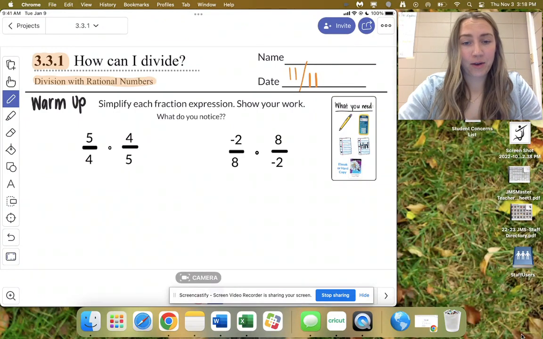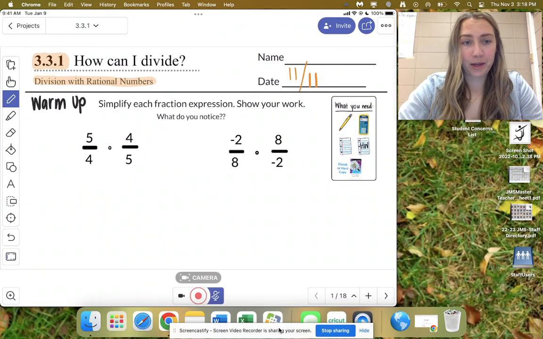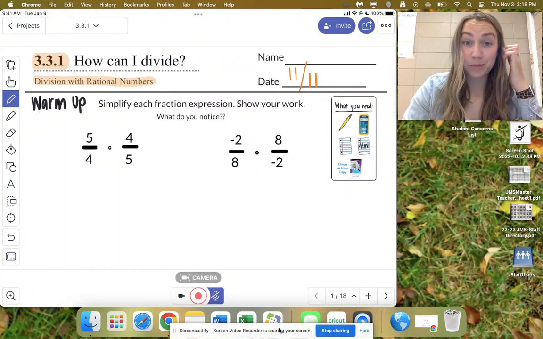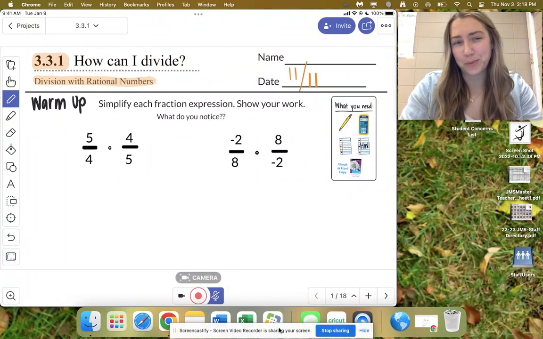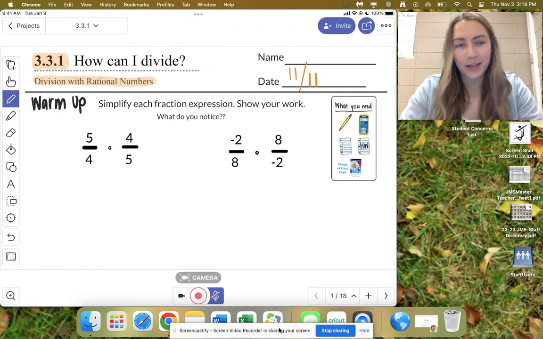So you talked about the other day about this warm-up right here. Simplify each fraction expression. What do you notice? I believe this is in math notes, but I'm not quite sure. I think so. So 5/4 times 4/5 and -2/8 times 8 over -2. Give this a try. Pause the video, come back in 2 minutes. Ready to go.